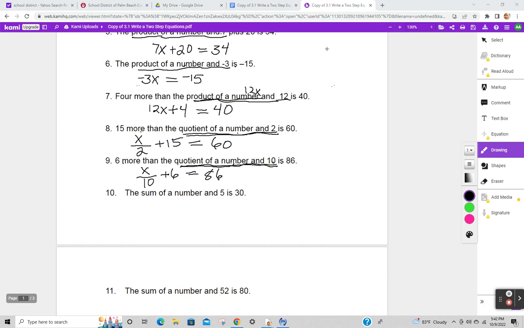Okay, so the sum of a number and 5, that means we're going to take some number and add 5 to it. That would give us the sum of that number and 5. So this expression right here, the sum of a number and 5, is expressed this way. The number, we don't know what that number is. We're using x again, and to that we're adding 5. And that will be equal to 30.